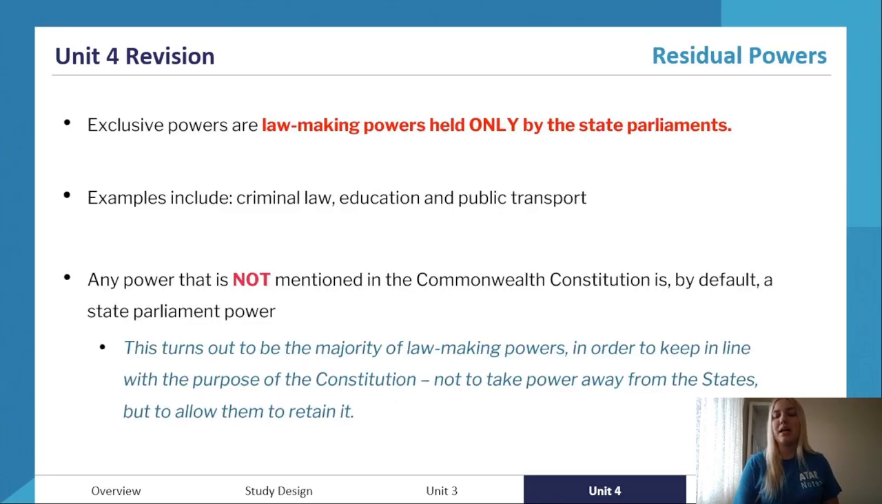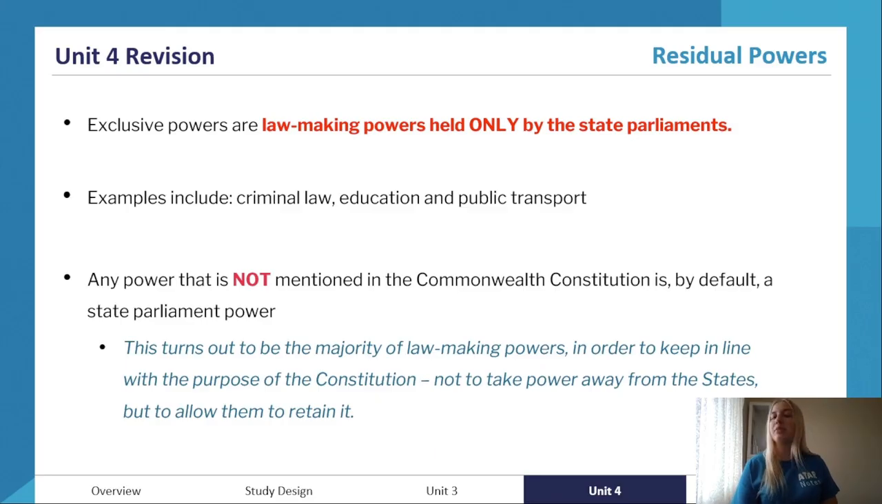Lastly, we have residual powers. Residual just means everything left over, and that's exactly what the definition is. They are the lawmaking powers held only by the state parliaments, not by the Commonwealth Parliament. And they're residual because they're left over. They're all of the powers that are not mentioned in the Commonwealth Constitution, which are most things, therefore, by default, making them state parliament powers. This is the majority of lawmaking powers in order to keep in line with the purpose of the Constitution, which, when it was created to bring all the different states together, it was promised that it wouldn't take away power from the states, but allow them to retain it.